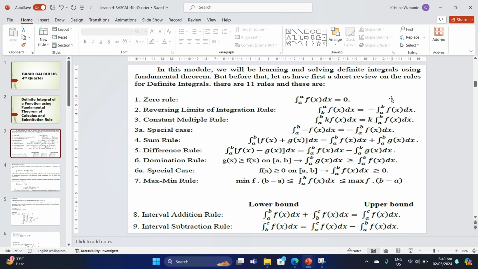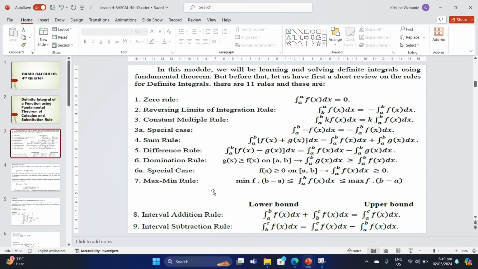Next, for our reversing limits of integration rule, just remember that b should be greater than a. Again, b should be greater than a. So as you can see, a is here and b is here. Therefore, to make it a reciprocal or reverse, it should be negative. In our standard, b should be at the top and a should be at the bottom. So it becomes negative for you to reverse it.